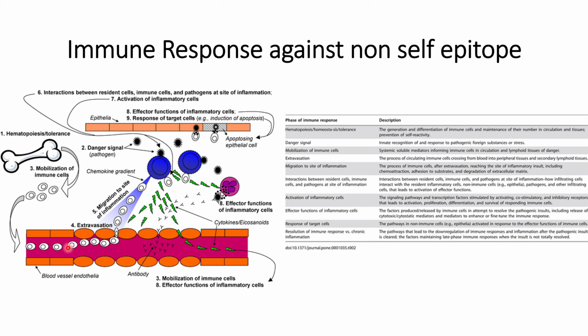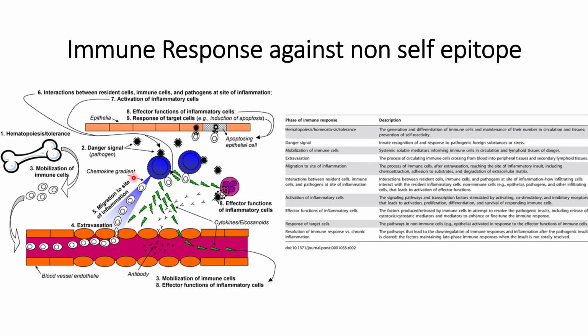And once these immune cells reach near the site of these infections, the extravasation of the immune cells will occur, and because of these chemokine gradients, there is a migration to the site of inflammation, where these non-self epitopes or danger signals are present. And once they reach the site of inflammation, they will interact with these danger pathogens, or the interaction between resident cells, immune cells and the pathogens occurs here.